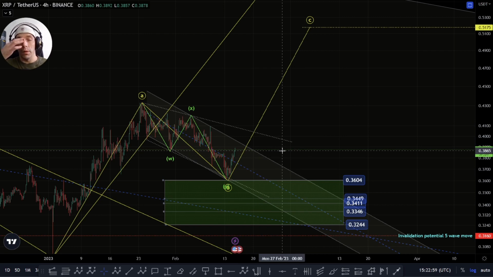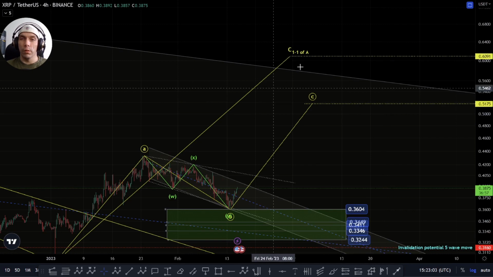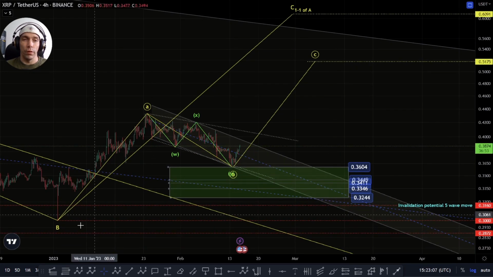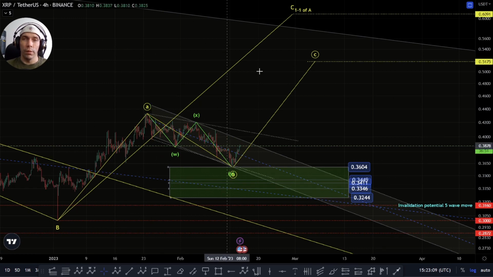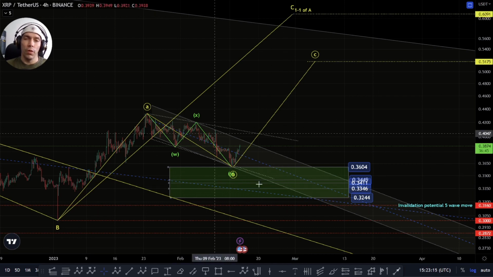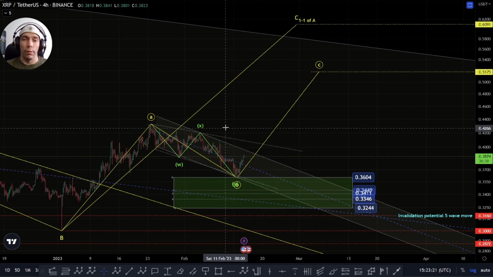Okay, so let's get into the fun stuff here. So basically, I'm still looking for the possibility we could be looking for this C wave or this Y wave to the upside. Whether we progress in a 5-wave structure or potentially as a 3-wave structure will change the labeling on this move. For the most part, at the moment, it does seem to be a three-wave structure. So we are just going to keep tracking it as that for now.